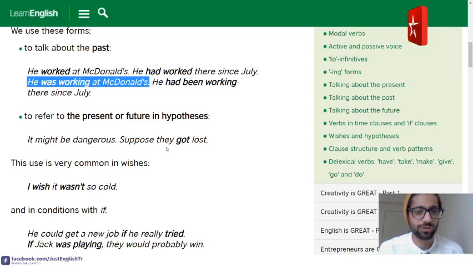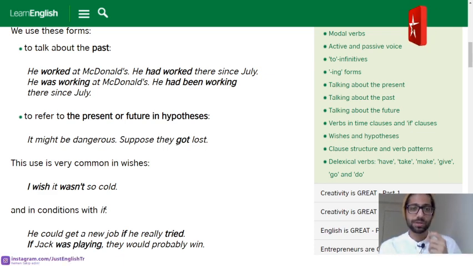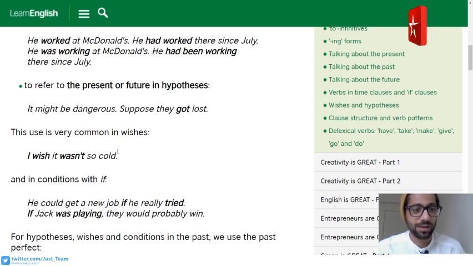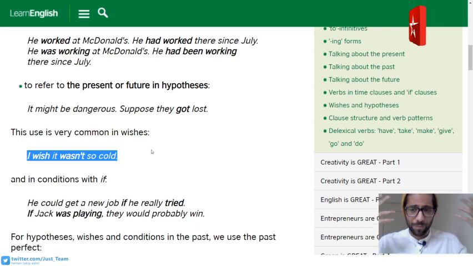Here it is used to refer to hypothesis. So something happened in the past, and this part is assumption, guess. It might be dangerous. Suppose they got lost. Here the hypothesis is because you are not sure if they got lost or not. Here in the wishes, it's used: I wished it wasn't so cold. Also hypothesis. This is something you wish, something you imagined.